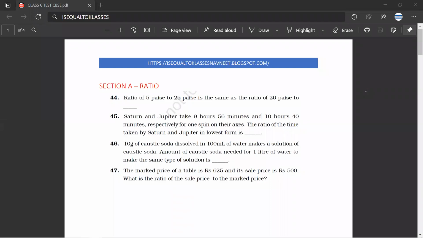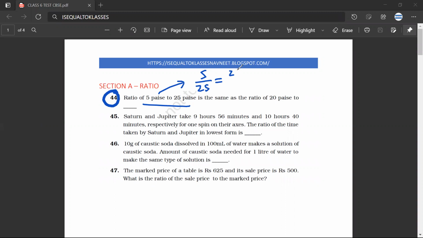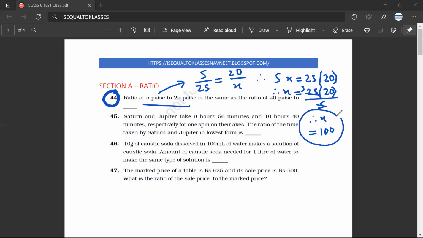Okay, Mr. Sarthak. So how do I do the first question? This is question 44. 5 is to 25 equals 20 is to x, and 5 upon 25 equals 20 upon x. So we can use cross multiplication: 25 into 20 and 5 into x. So 500 is equal to 5 into x. Then we'll divide both sides by 5. So x is equal to 100.